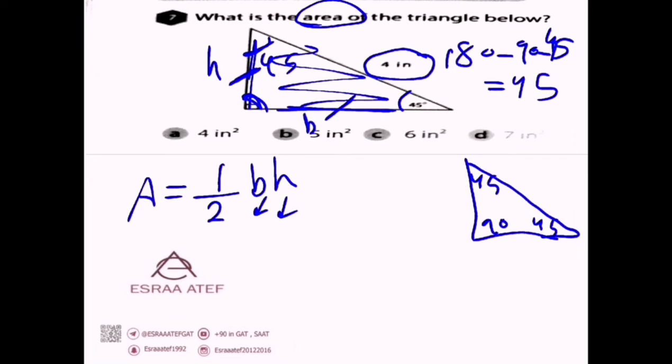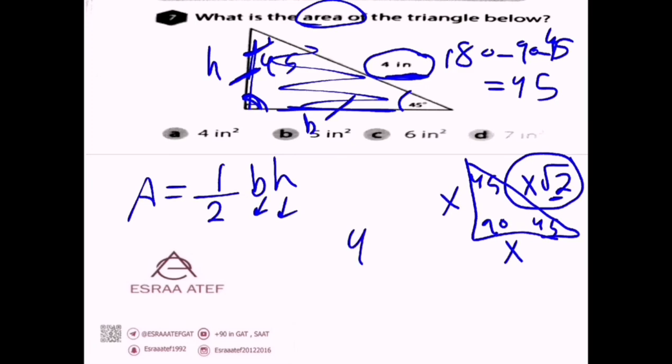It's called the common triangle. 45 and 45, it means that here, if it's x here and here x is the same, here will be x square root of 2. Yes, okay. So I have only 4. So from 4 I can get x by dividing it by square root of 2 to get x.